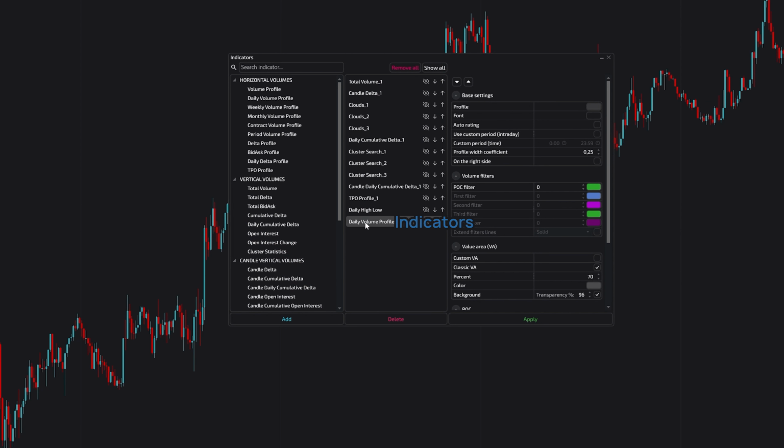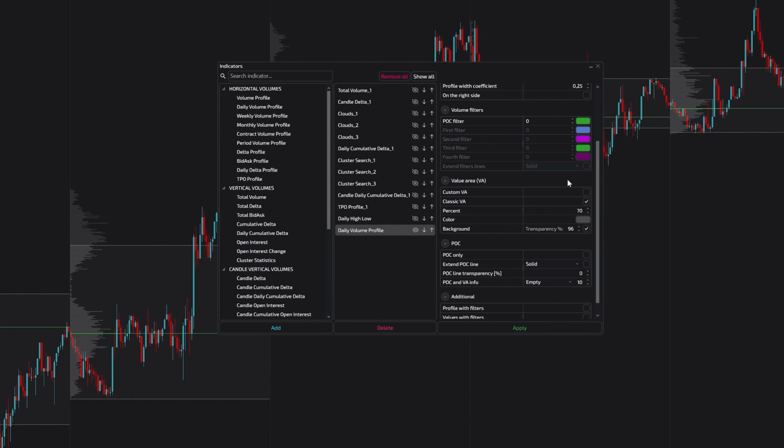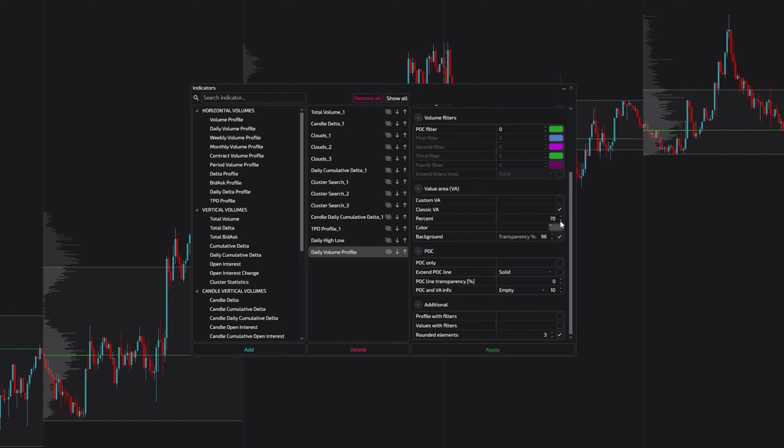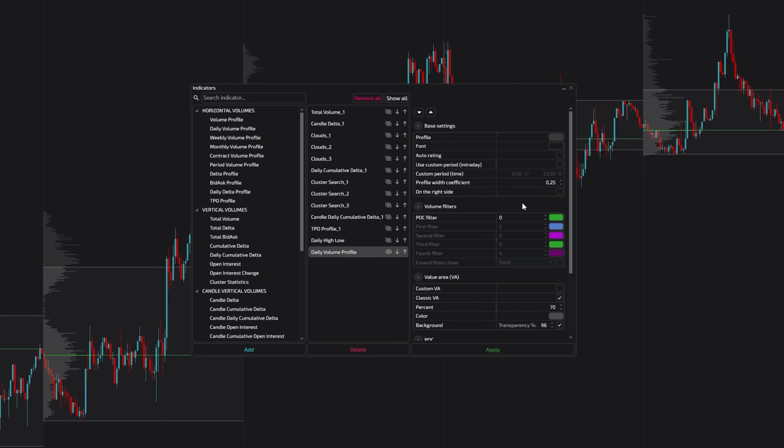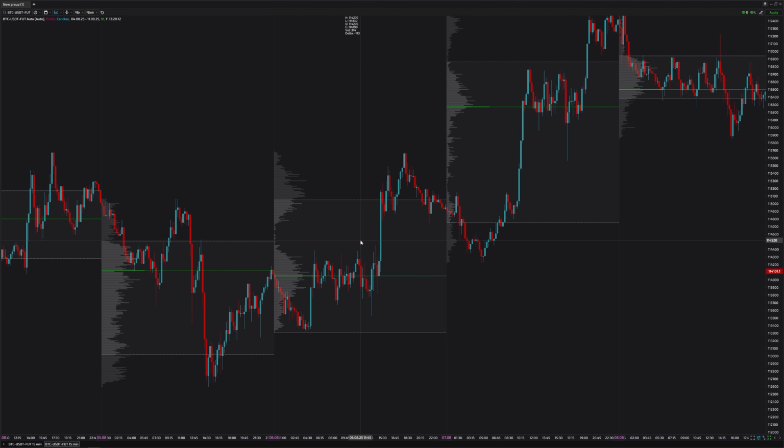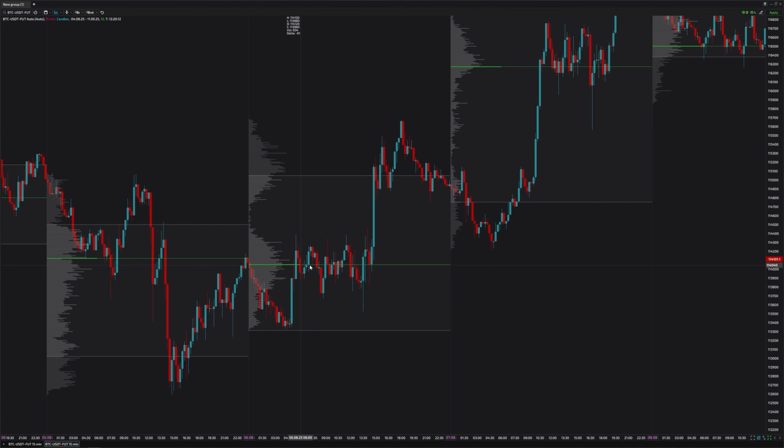Let's add a volume profile to the chart. Its main settings are the classic value area of 70% and the point of control, POC, which is the price level with the highest traded volume. In this example, the POC is highlighted in green, and the value area is the range where 70% of the day's total volume was traded.